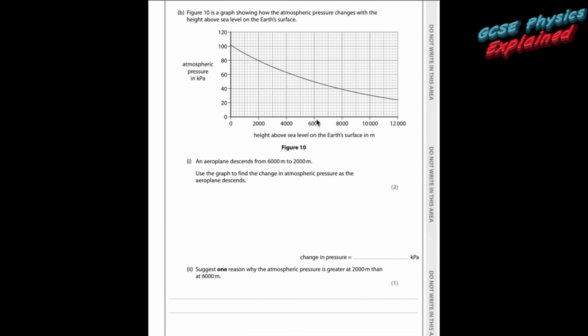Easy peasy. So at 6,000 metres, you can see the pressure is 50 kilopascals, and at 2,000 it's 80 kilopascals. So the difference was 30. And because it's gone from 50 to 80, that's definitely a positive change. If it said it was flying from 2,000 to 6,000, then that would have been minus 30. So just watch for that.